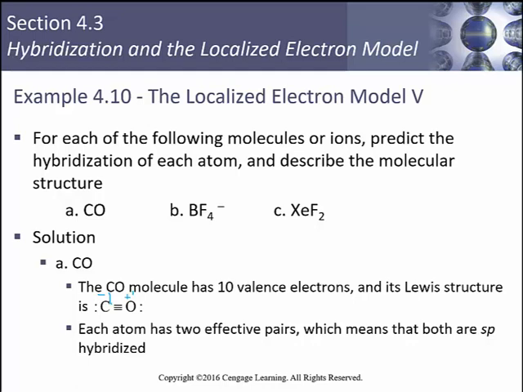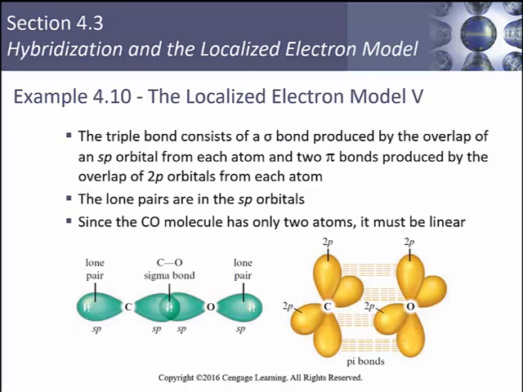Each of these atoms has 2 effective pairs, which means they're both going to be sp hybridized. So this carbon's got this lone pair, and then we've got something going to the triple bond. The oxygen is going to have the lone pair, and then something going to the triple bond. So they're both going to be sp hybrids. Our triple bond is going to have a sigma bond. That's going to be our end-to-end overlap from our hybrid sp orbitals.